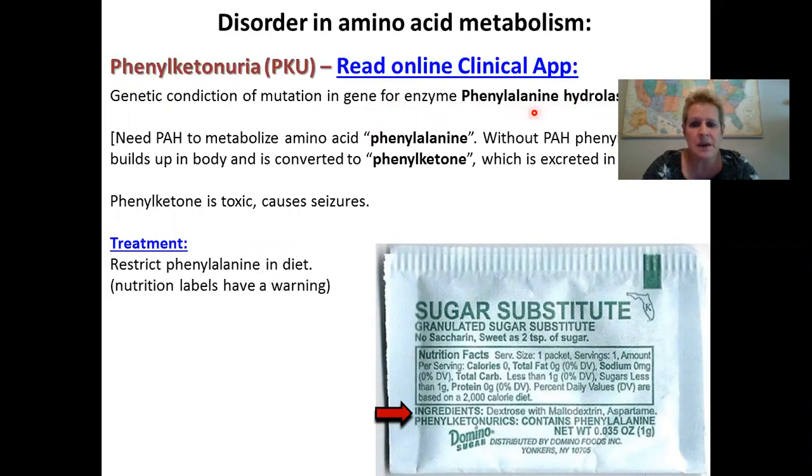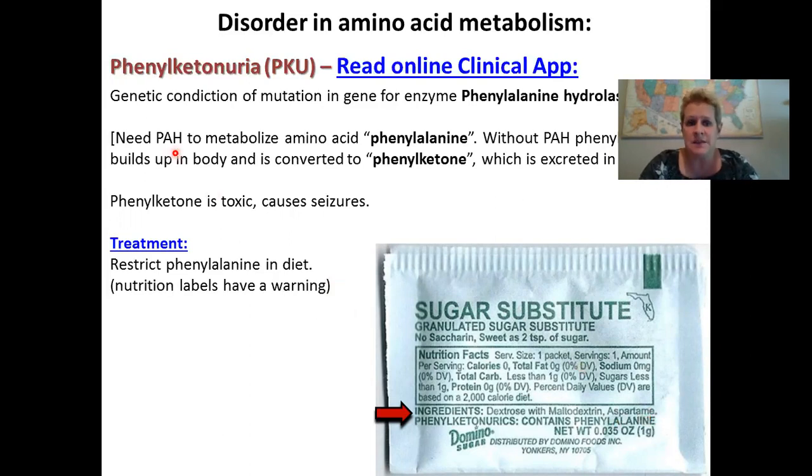How common is PKU? So common that if you ever look at the ingredients and facts, the sugars, carbohydrates, and salt on the information part of any product, if it contains phenylalanine, there will be a warning. It says ingredients: dextrose with maltodextrin, aspartame. Aspartame has phenylalanine in it. Phenylketonurics, people who have PKU: this contains phenylalanine. That means warning, don't eat this product, because of what will happen.